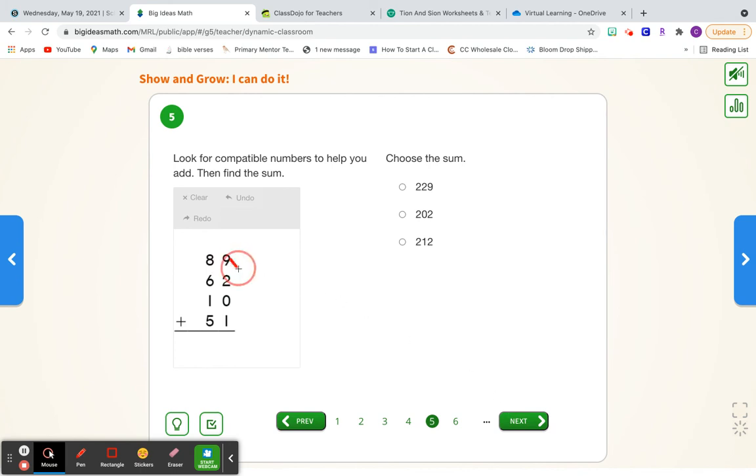All right, let's make a 10 with our 9 and our 1 here. We have 10 plus 2 plus 0 is going to be 12. Put our 2, carry our 10. 8 plus 1 is 9. Plus 1 more is 10. Plus 6 is 16. Plus 5 is 21. So our answer is 212.